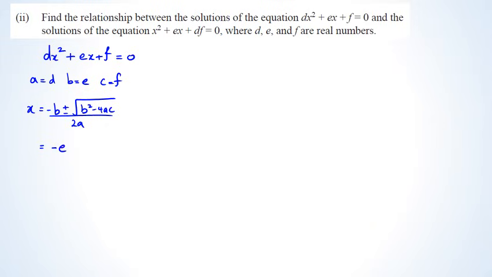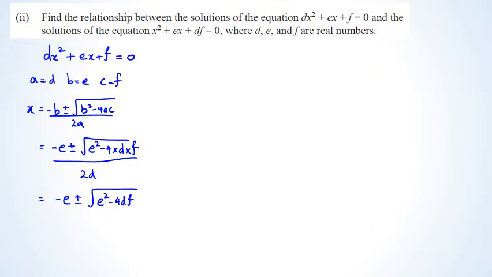So I've got negative E plus or minus the square root of B squared, which is E squared, minus 4 times D times F, and the whole thing divided by 2D. If I simplify this, I get negative E plus or minus the square root of E squared minus 4DF, over 2D. Now that's the first equation.